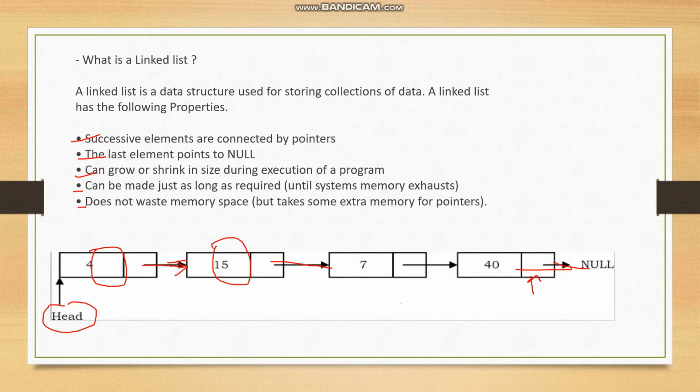It does not waste memory space because we don't have to allocate memory to a linked list in advance. As we need to create a node, we will be creating that node and new memory space will be allotted to that node at runtime. So in advance we don't have to keep the memory. So that's why we don't waste any memory space.